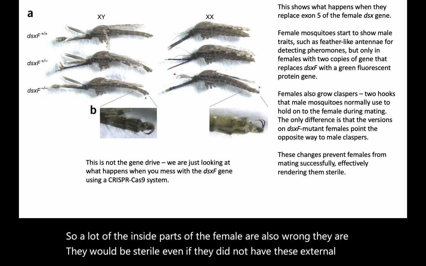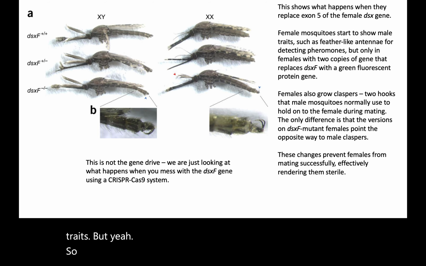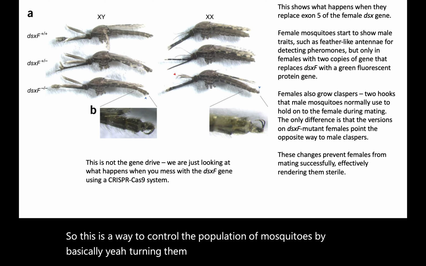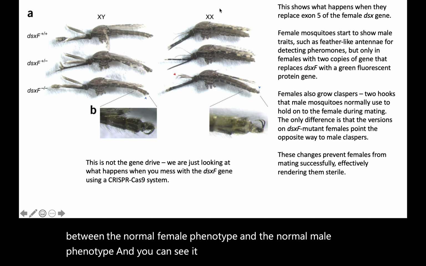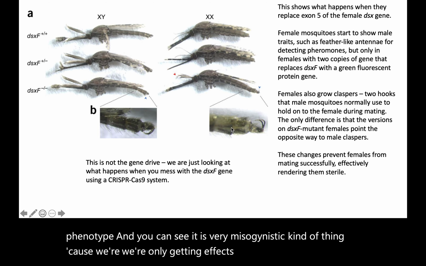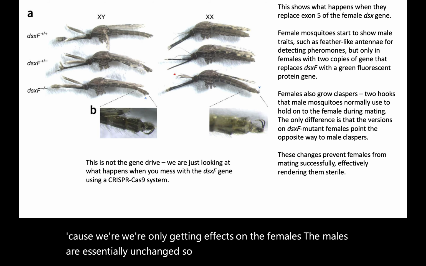But yeah. So this is a way to control the population of mosquitoes by basically turning them to an intersex condition, somewhere in between the normal female phenotype and the normal male phenotype. And you can see it is a very misogynistic kind of thing, because we're only getting effects on the females. The males are essentially unchanged. So yeah, that's the way this particular modification works.